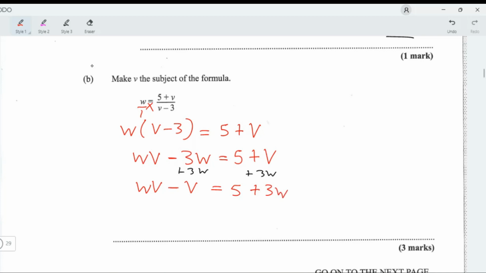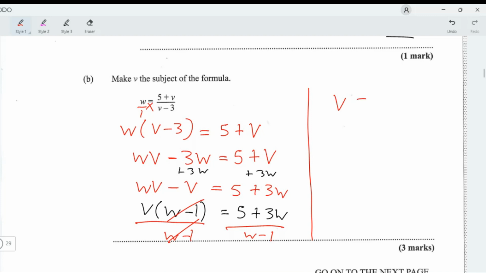So in that case, now we can factor out v from this side. We're left with w minus 1 equal to 5 plus 3w. Then we can divide both sides by w minus 1. So this cancels this. The final answer now is v is equal to 5 plus 3w over w minus 1. That's it. Nice. Wow!